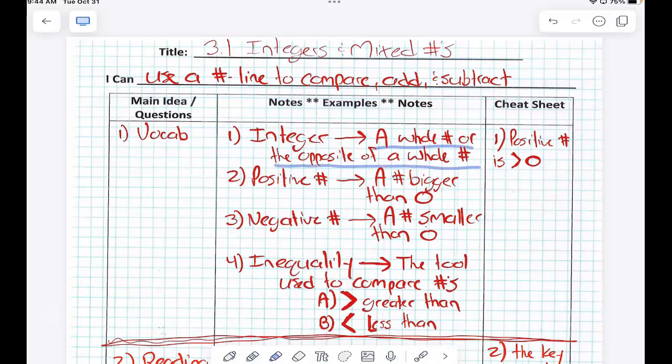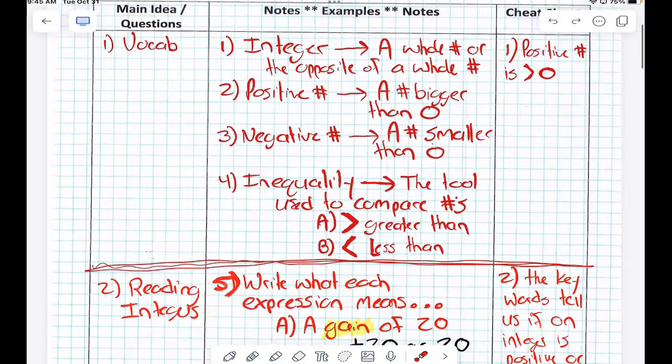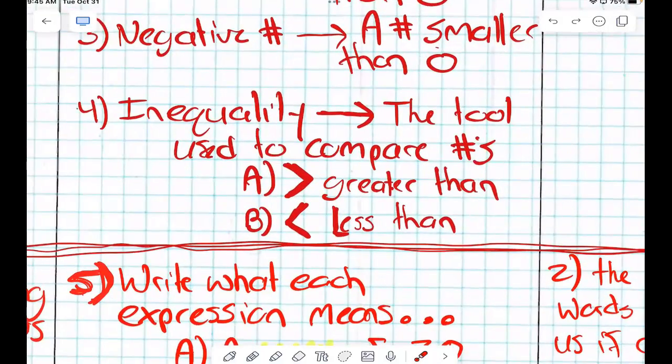All right, what side of the number line are positive numbers on? Yeah, they're on the right side. What side are negative numbers on? The left. All right, and then this symbol right here. Can you guys see what I'm circling?